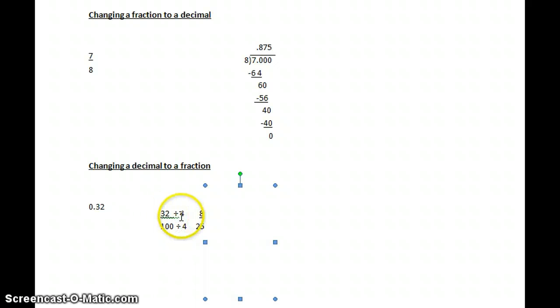So 32 divided by 4 is 8. 100 divided by 4 is 25. My 8/25 is in simplest form, and there's my fraction.